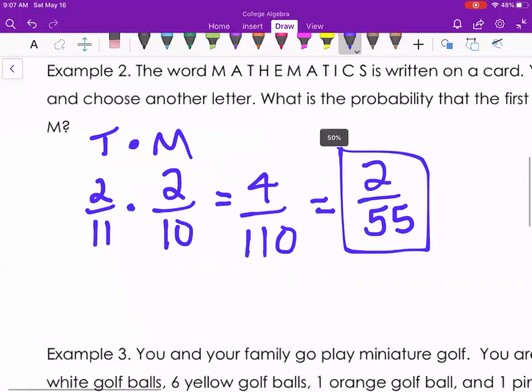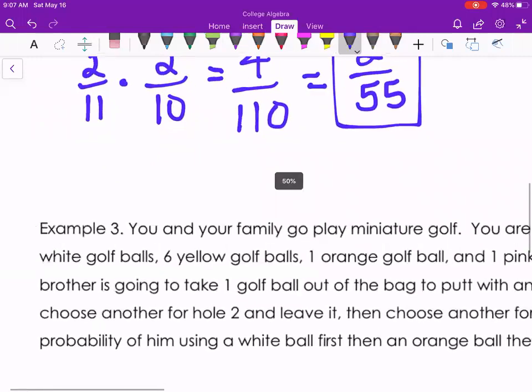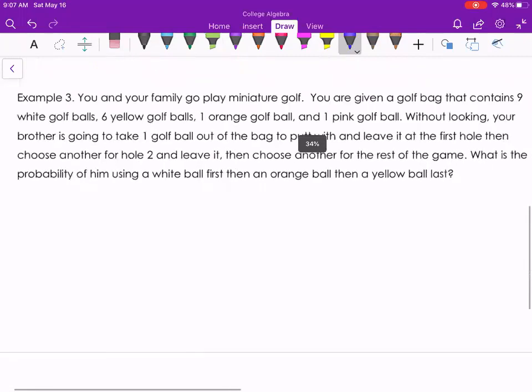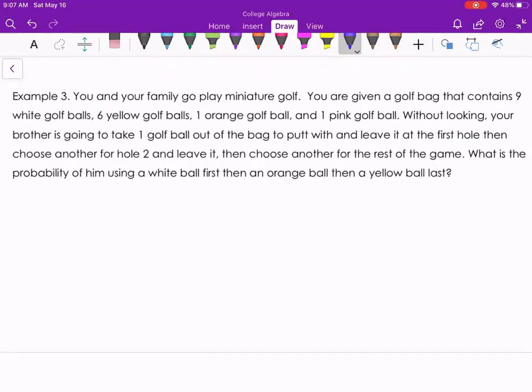So let's try example 3. Sometimes we have more than 2 things happening. Example 3, I know it's a little long, so I'm going to read this. You and your family go play miniature golf or putt-putt golf, whichever name you know it as. You're given a golf bag that contains 6 white golf balls, 6 yellow golf balls, 1 orange, and 1 pink. Without looking, your brother is going to take 1 golf ball out of the bag to putt with and leave it at the first hole. The clue there is he left it, which means the next total is different.